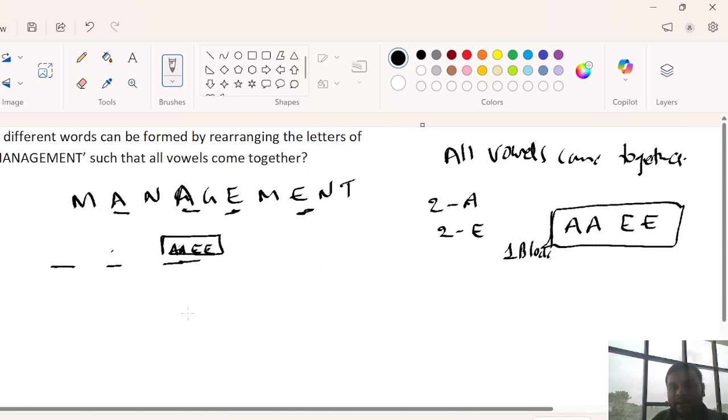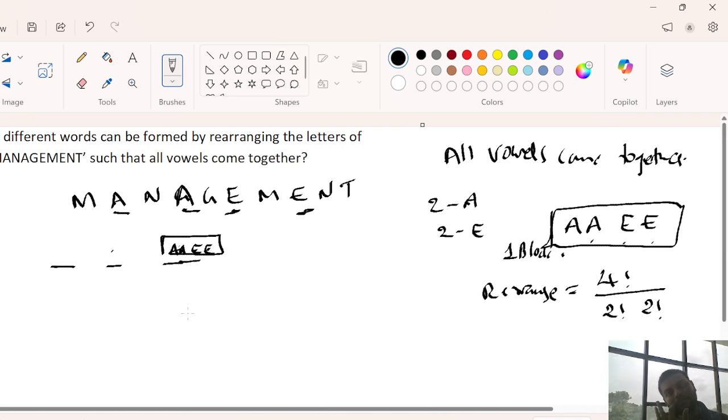Guys, and this block can be rearranged in this many ways. Rearrangement of the block can be done, how many letters are there? One, two, three, four. Four letters are there. That is 4 factorial by 2 factorial into 2 factorial.